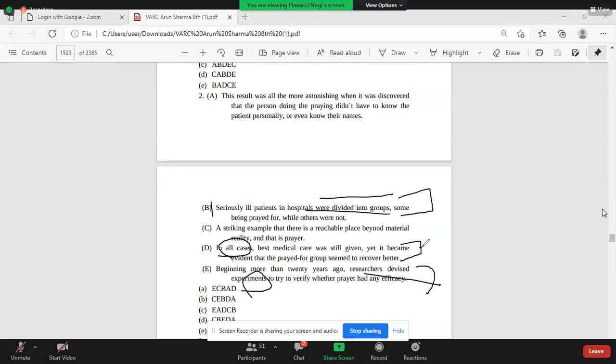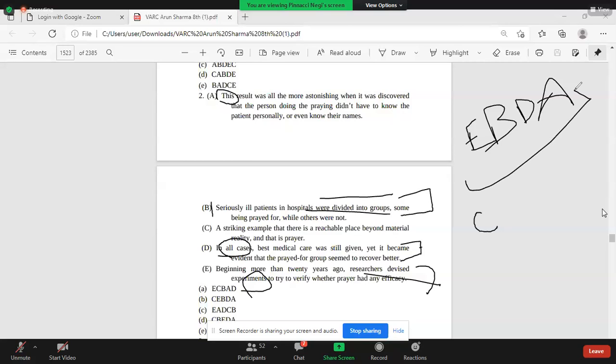So that's the action sequence, students, the correct sequence. So the general idea: devised, the experiment and the result. And then the discussion of that result, that this result was all the more astonishing. So it is very clear that we would have E, B, D, A as a logical sequence. It becomes clear. Action sequence. So where do I fit in C?